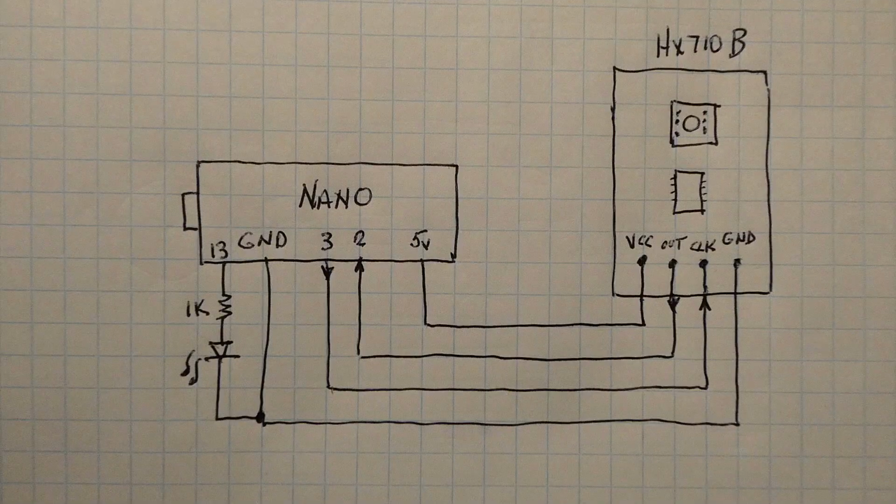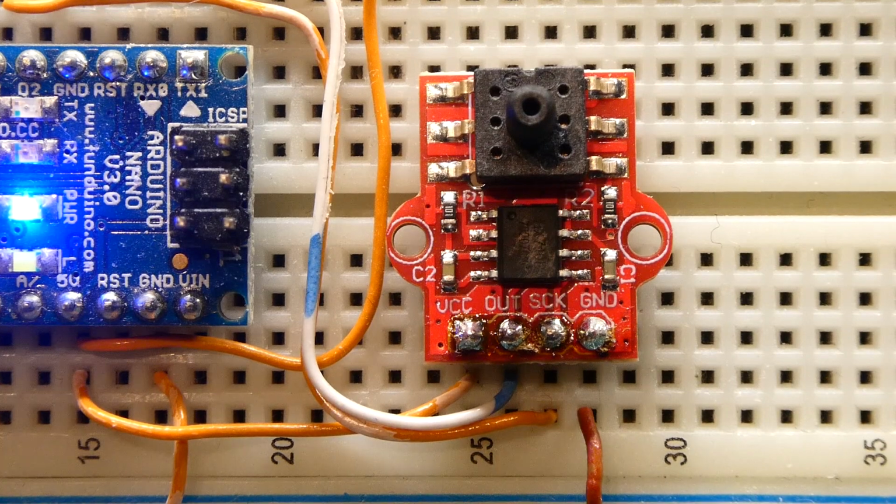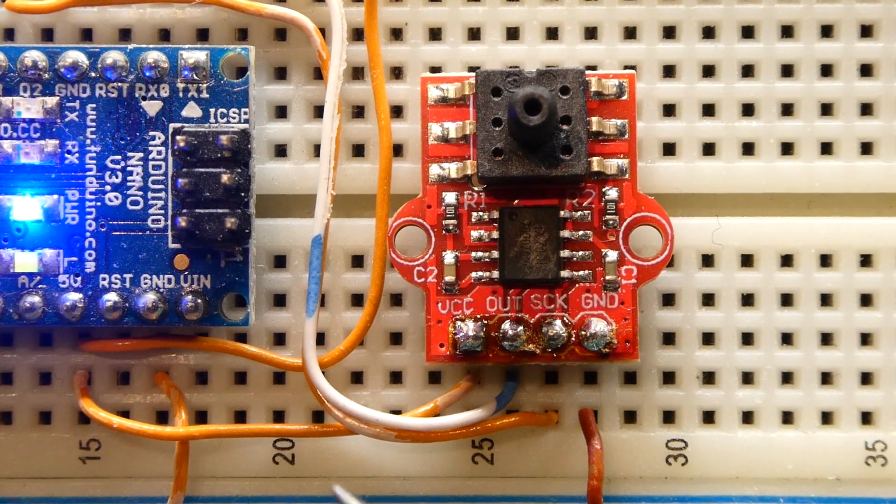And if you look at the schematic, you can see the Arduino Nano is powering the pressure sensor with 5 volts. The ADC output from the pressure sensor is fed into pin 2 of the Nano. And the clock input comes from pin 3 of the Nano into the clock input of the sensor, and the two grounds are connected together. And I have an LED on pin 13, which is the same LED that's on board the Nano.